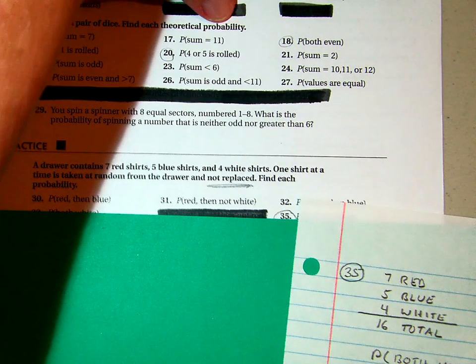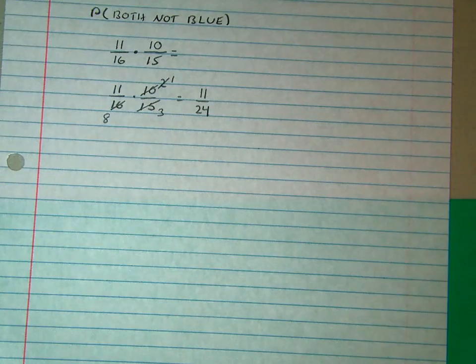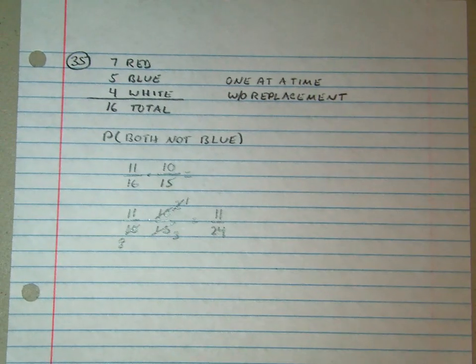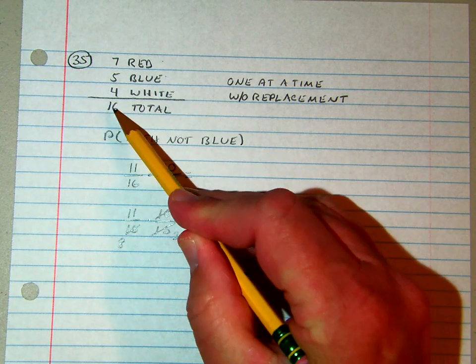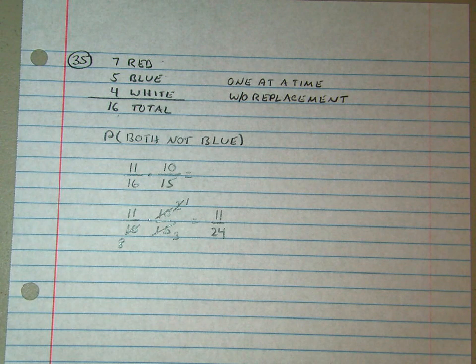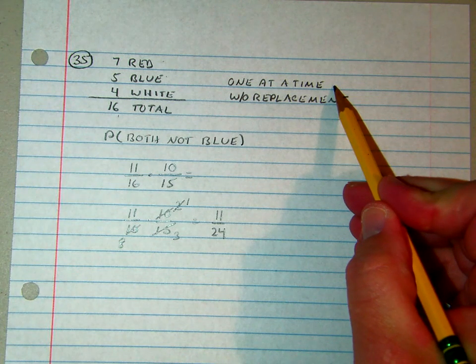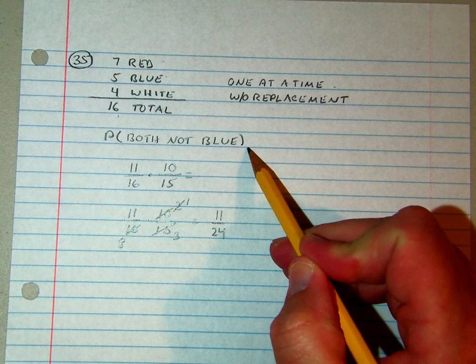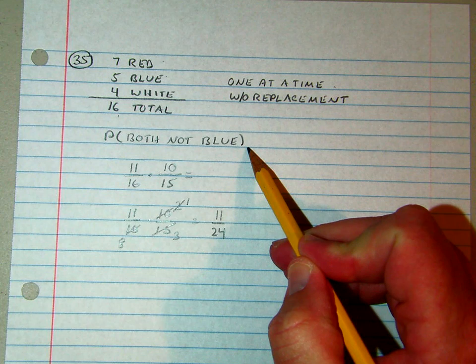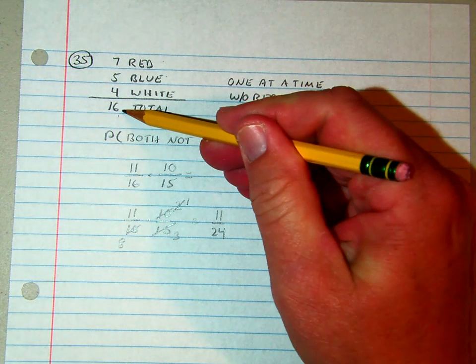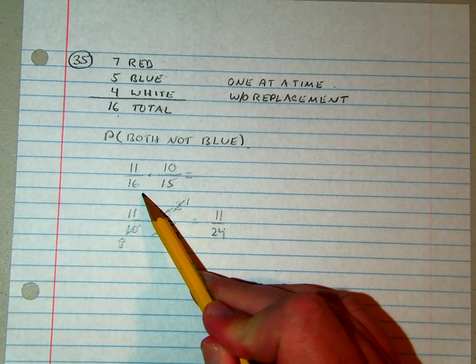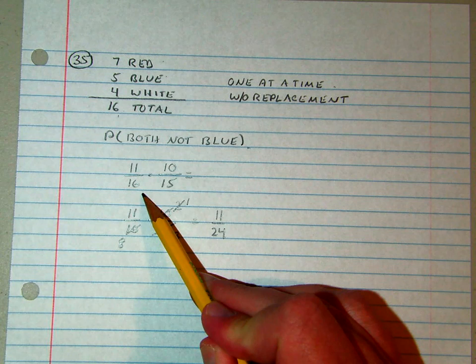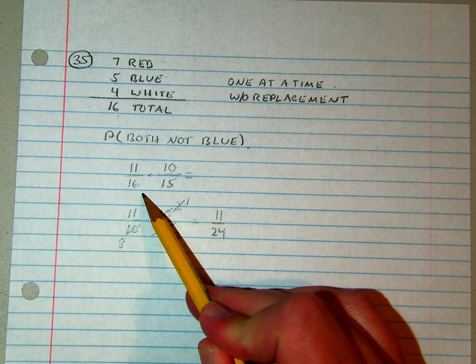So recopying some of the important stuff here. We have 7 red, 5 blue, 4 white for a grand total of 16 shirts. We're choosing one at a time without replacement, and we're interested in what's the probability of both choices being not blue. Well, of the 16 total shirts, 11 of them were not blue. So with that first choice, we have 11 out of 16 chance that that first shirt is not blue.